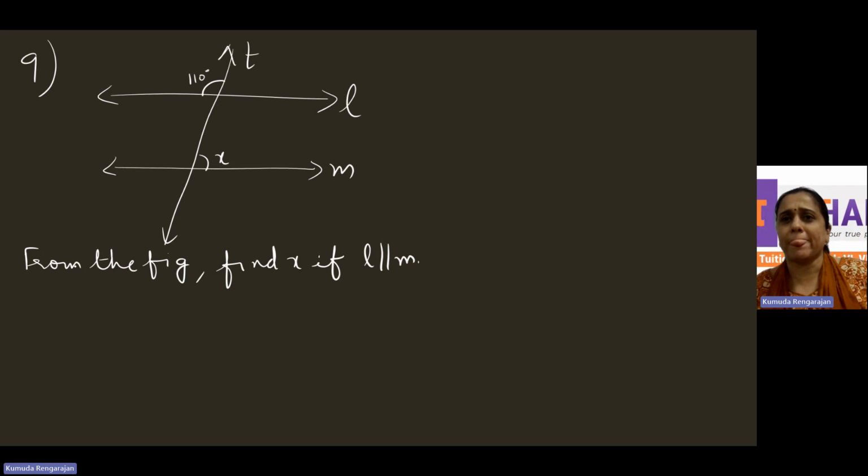I think the answer is 70. Correct. Answer is 70. But equivalent is yours. 110 and the angle down form a linear pair. So that must be 70. 70 and X are alternate interior angles, so x is equal to 70. Correct, correct. So sometimes you have to find something to find x.